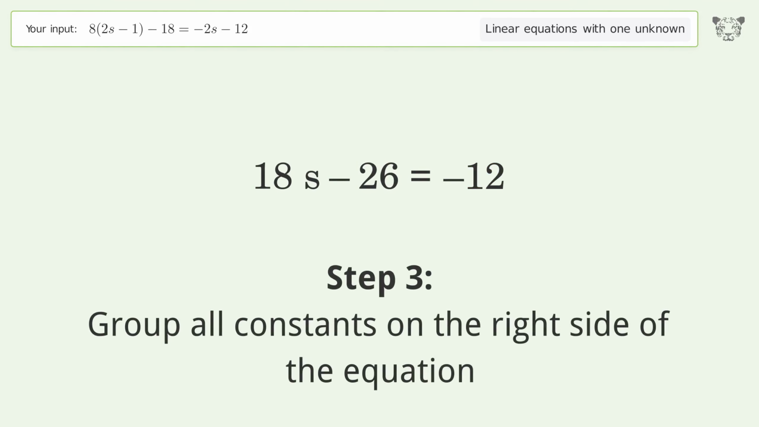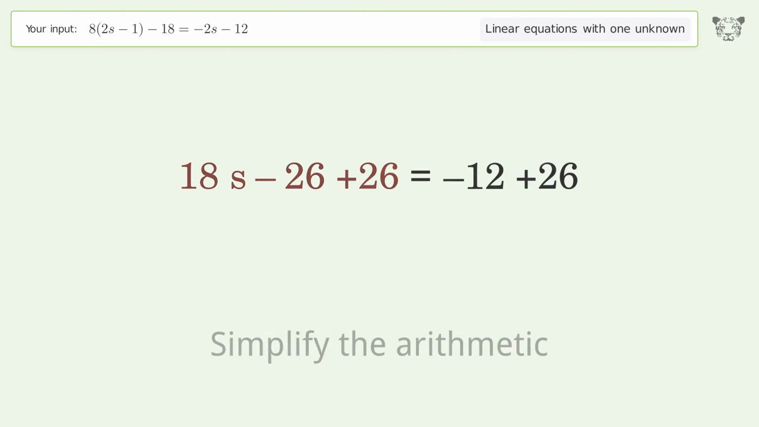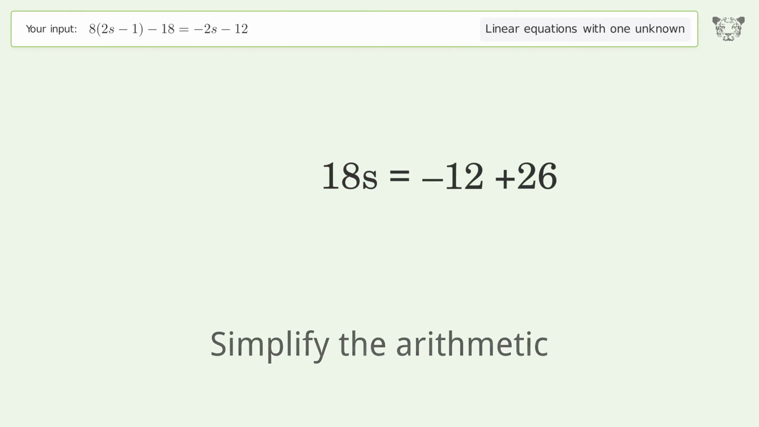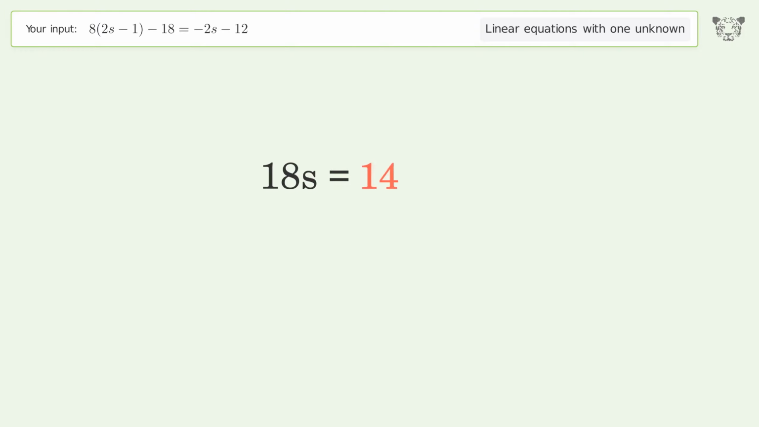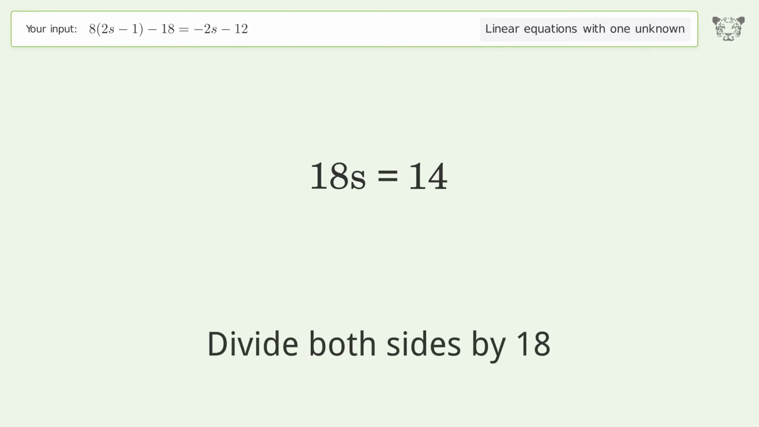Group all constants on the right side of the equation. Add 26 to both sides. Simplify the arithmetic. Isolate the s. Divide both sides by 18.